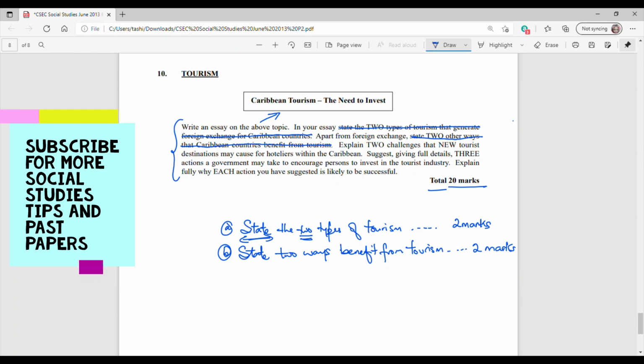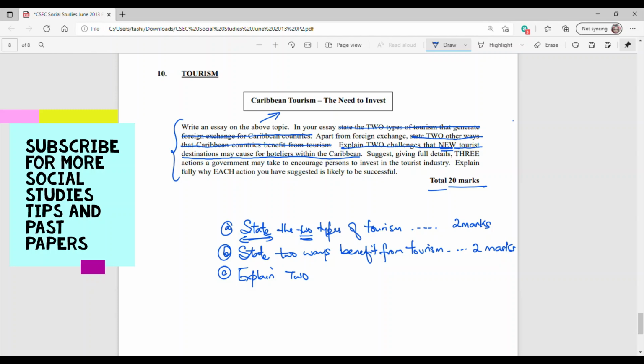The next task that they give us is to explain 2 challenges that new tourist destinations, they have this in bold here, may cause for hoteliers within the Caribbean. So that would have been option C. Explain 2 challenges. So this would have been your next question. Since I'm not writing that one out, I'll just underline it underneath so it is still visible. So that would have been letter C.